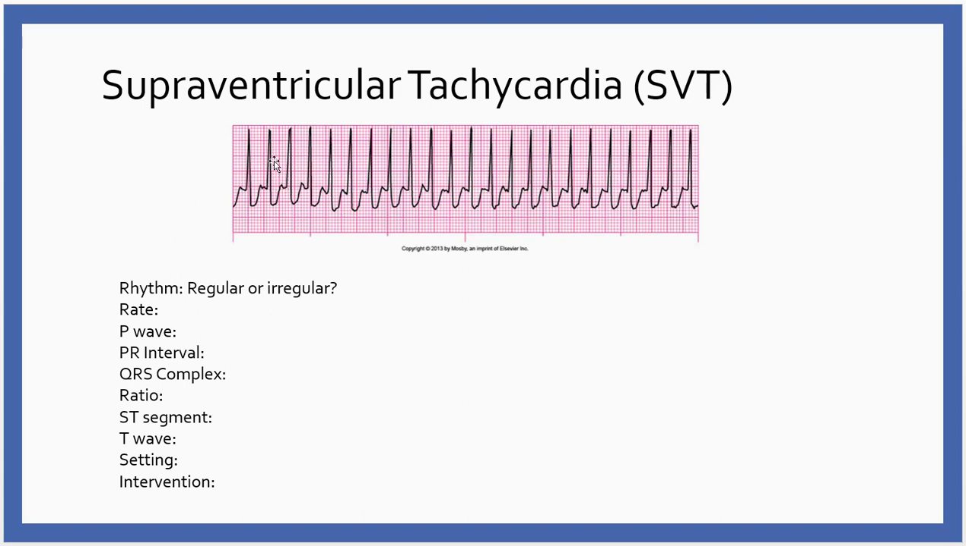Regular or irregular on the rhythm? Beat to beat, take your paper and march it all out. You can see that my rhythm is regular all the way through. Great. So I've got here 3 seconds to here, so 6 seconds. 1, 2, 3, 4, 5, 6, 7, 8, 9, 10, 11, 12, 13, 14, 15, 16, 17, 18, 19, 20, 21, 22, 23. Ay caramba, that's really fast. So we've got a rate of about 230 beats a minute.